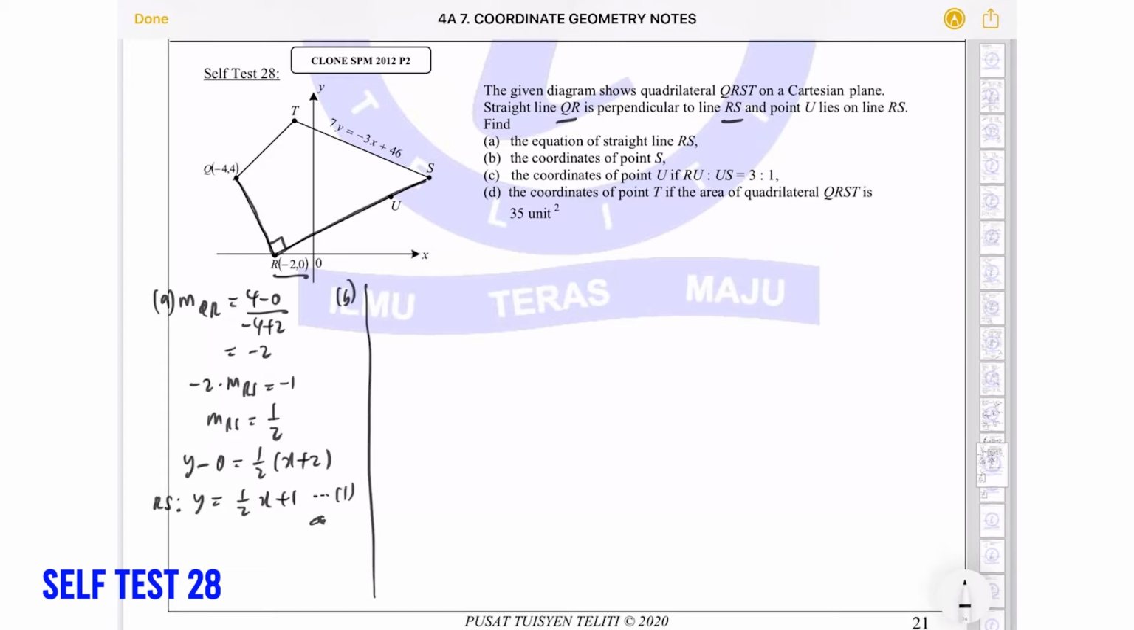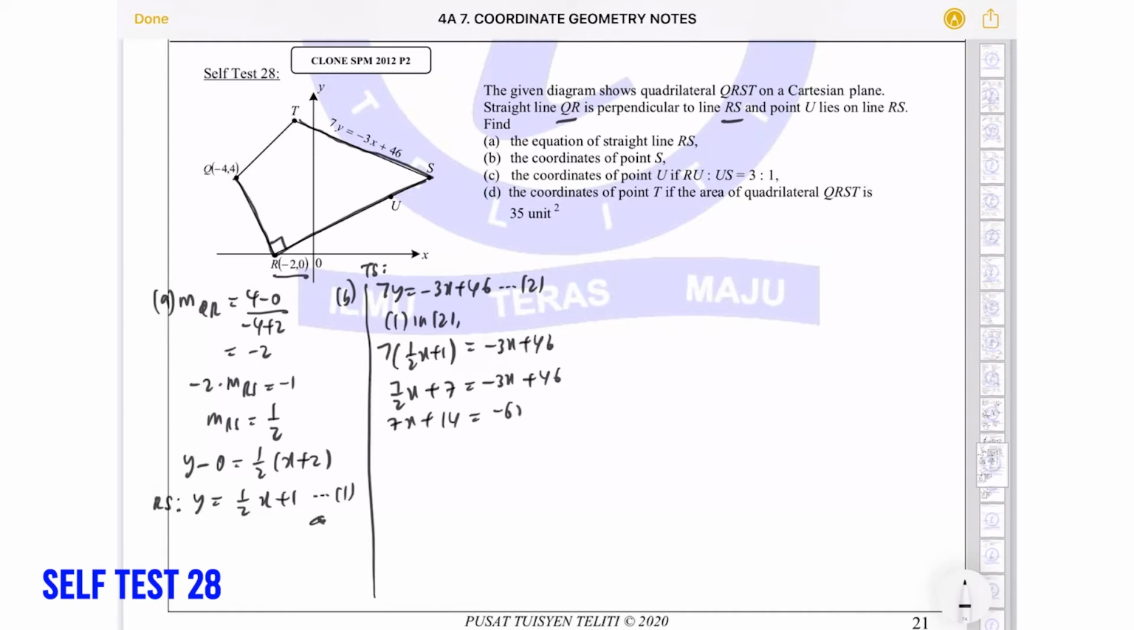Okay, the second part, how to find the coordinate of point S. You notice S is the intersection between line TS and RS. Line TS is 7y equals minus 3x plus 46. We call this equation 2. As I substitute 1 into 2, half x plus 1 equals minus 3x plus 46, multiplying by 7 inside. If you don't like fractions, just multiply by 2. This is 14, it's minus 6x and 92. When I bring over, this is 13x, 92 minus 14 is 78. 78 divided by 13 is 6.